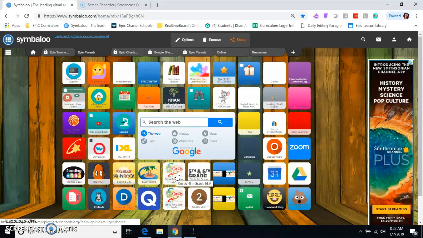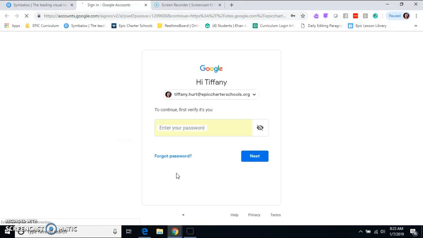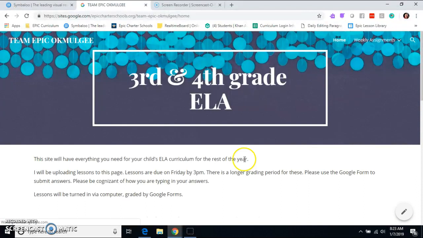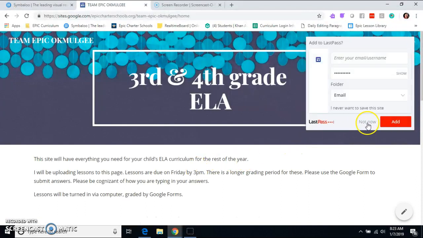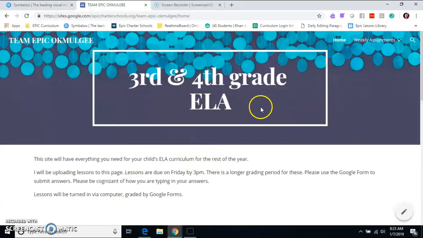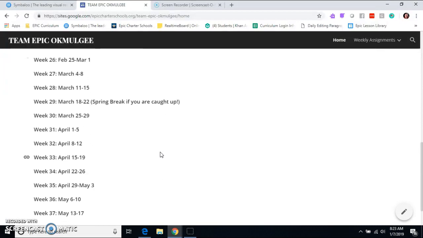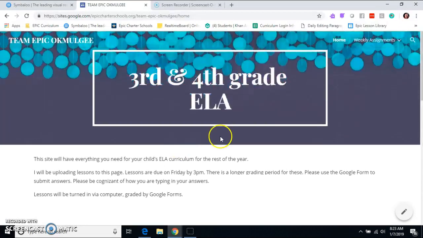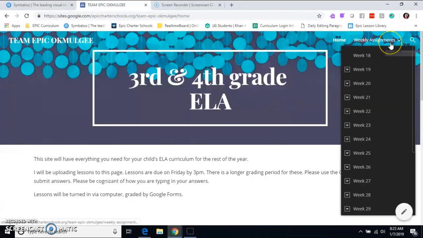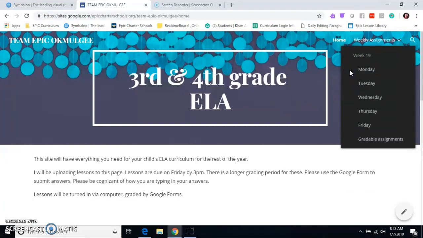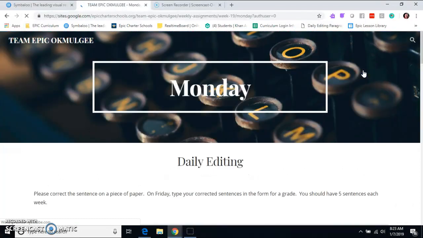So if you are in 3rd or 4th grade, you will click here and you will find this page here. And it says 3rd and 4th grade ELA. It has the semester schedule, and you can look over the dates. Then you will go to My Weekly Assignments. This week we are on week 19, and then you'll click Monday because today is Monday.